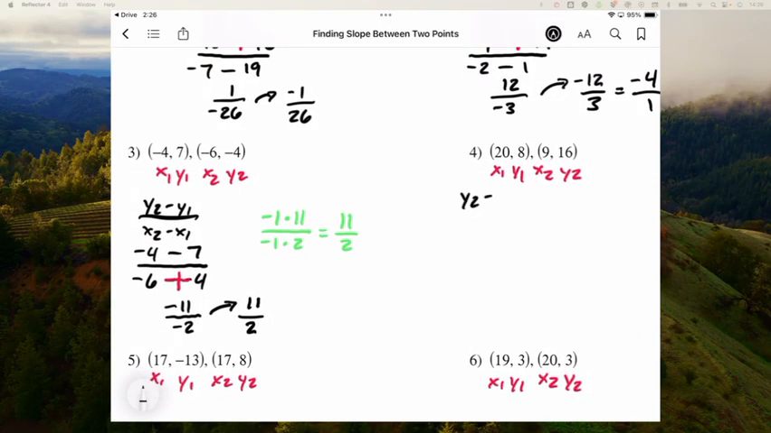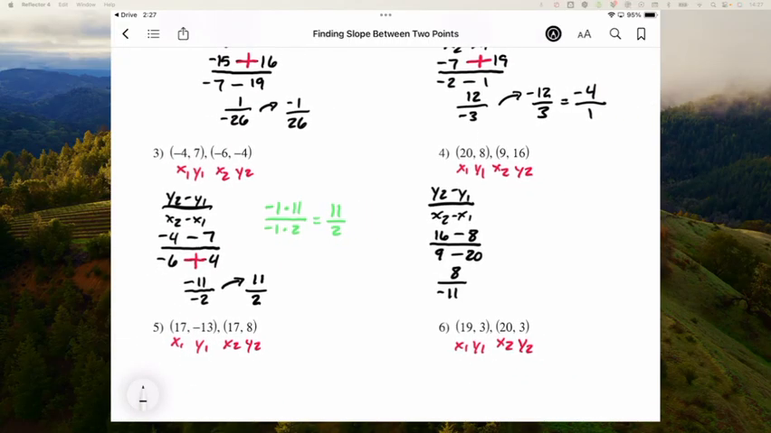Next, y2 minus y1 over x2 minus x1. Put our template with our minus signs in there. 16 minus 8, 9 minus 20. 16 minus 8 is 8. 9 minus 20 is negative 11. And so I get 8 over negative 11. Cannot simplify it. The negative is in the denominator, though, and I don't like that. We're going to move the negative to the numerator. Negative 8 over 11.